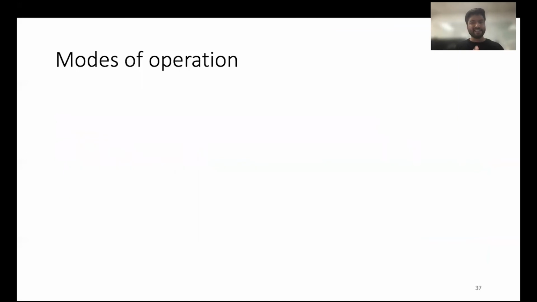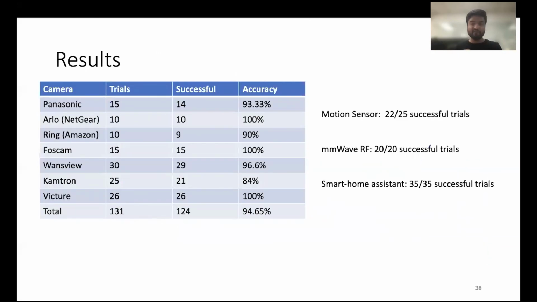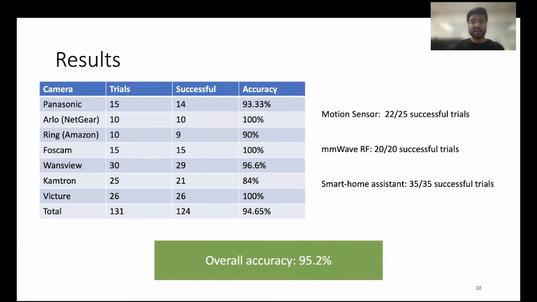SnoopDogg operates in three different modes. First is the background mode. Second is the active mode where the user is asked to perform the S5 motion. And finally, the localization phase after detection when the user is given some steps through which he or she can localize the sensor in the space. We perform over 200 trials and show that SnoopDogg can detect snooping devices with an accuracy of about 95%.